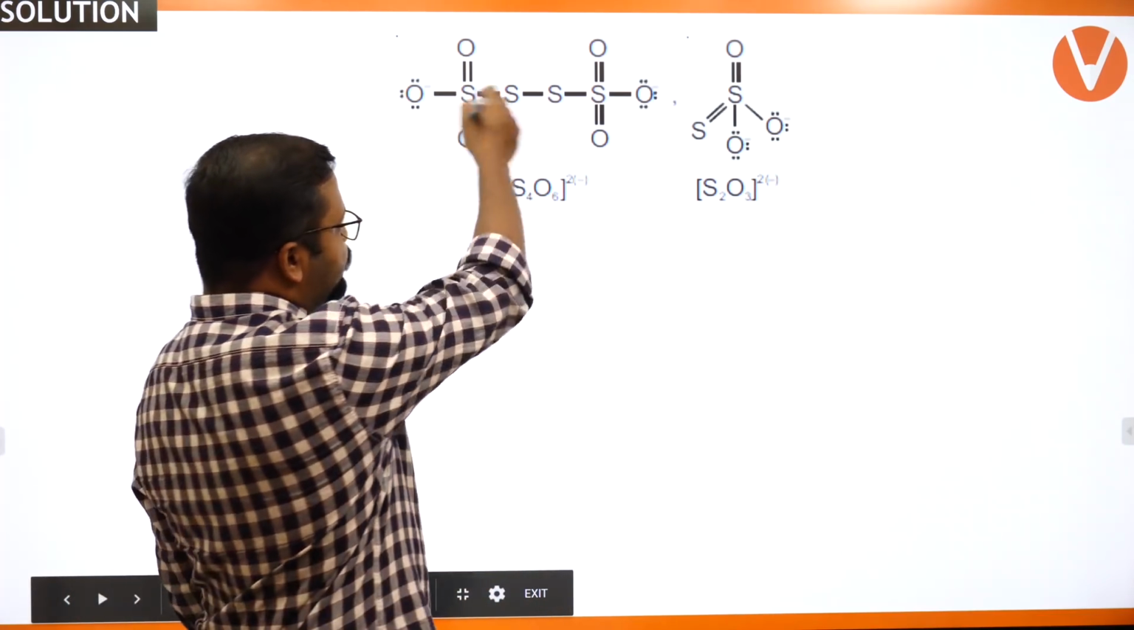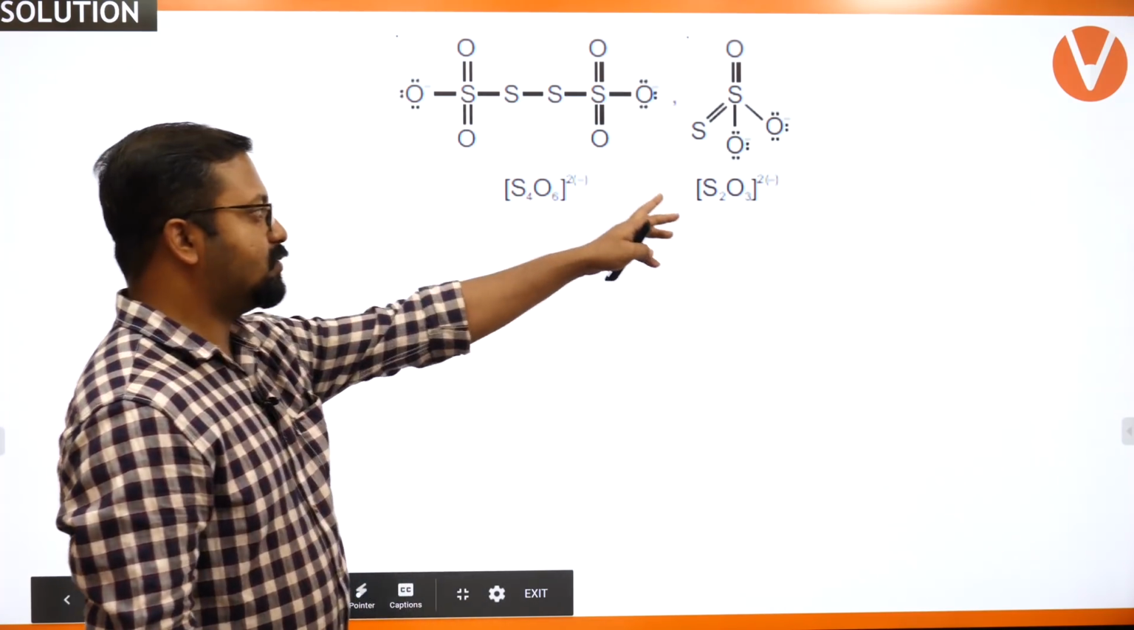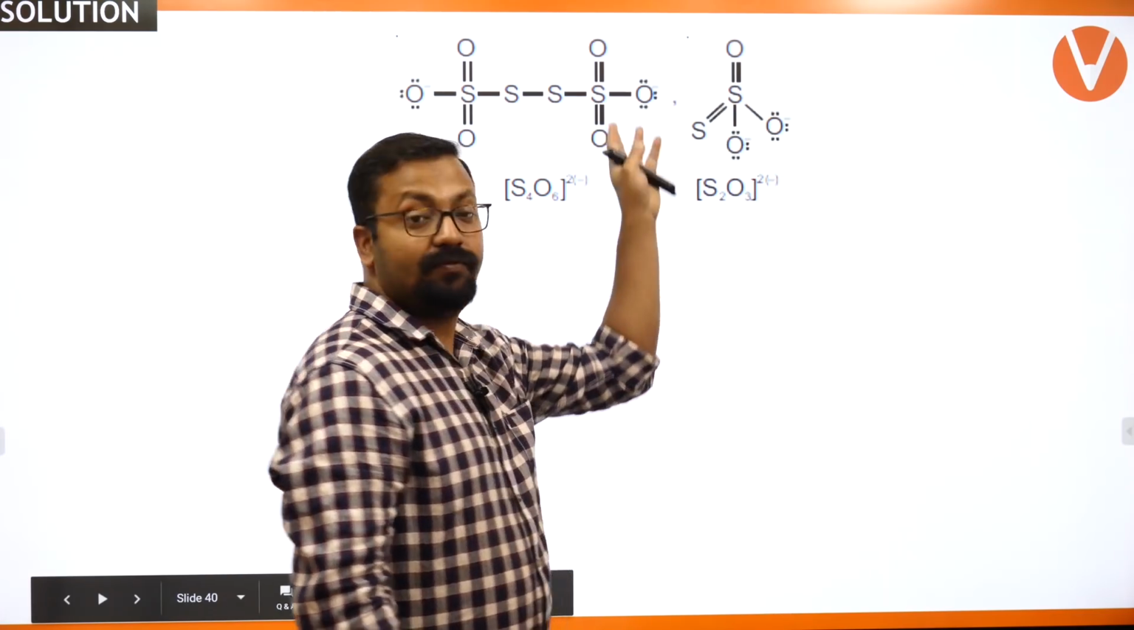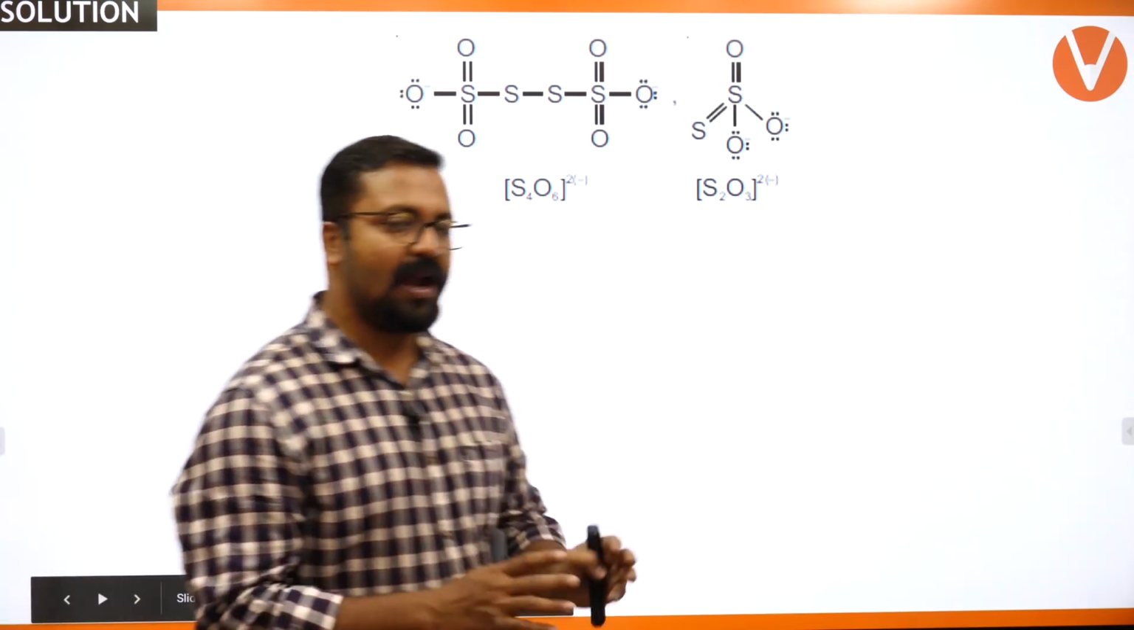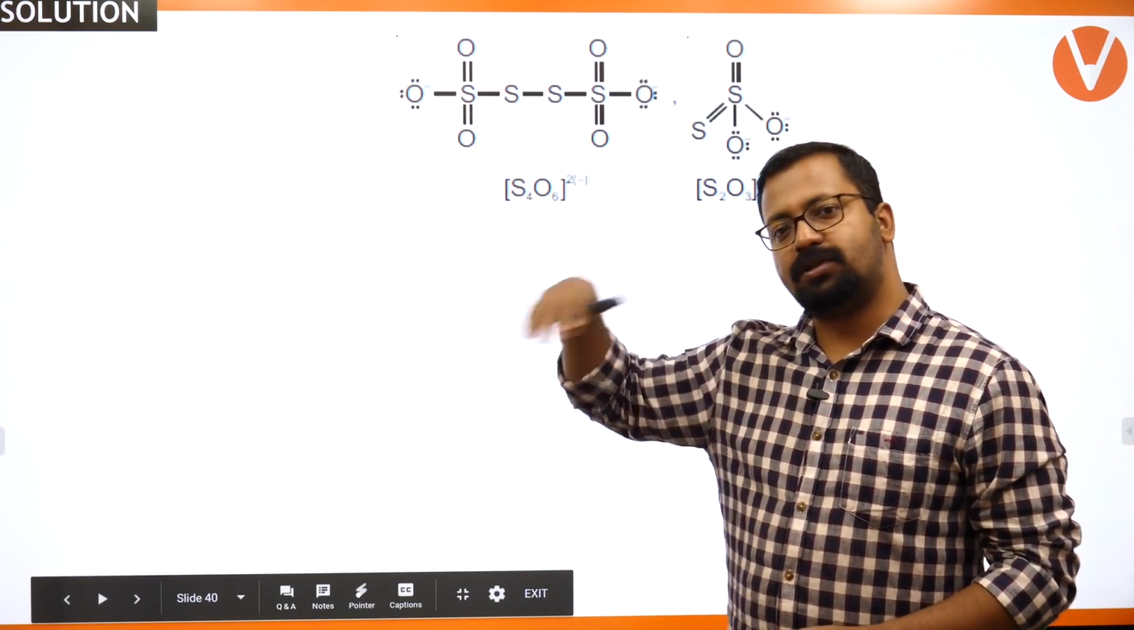S4O6 has 1, 2, 3 sulfur-sulfur bonds. S2O3 has a sulfur-sulfur double bond. So this is a fact-based question. If you remember this, that's fine. Otherwise, you can just leave this question and solve something else.